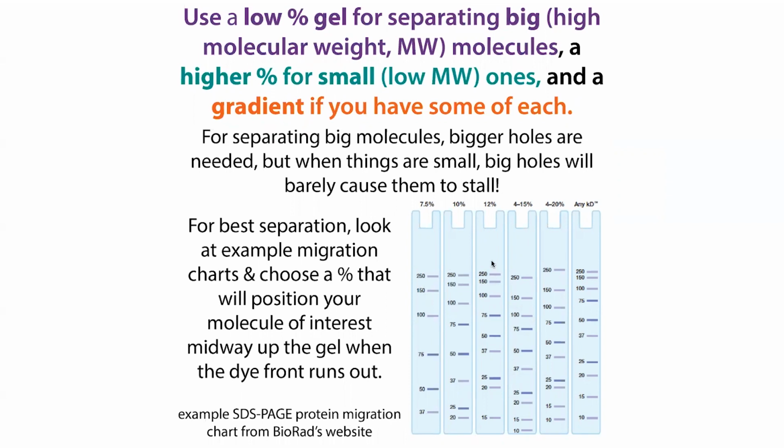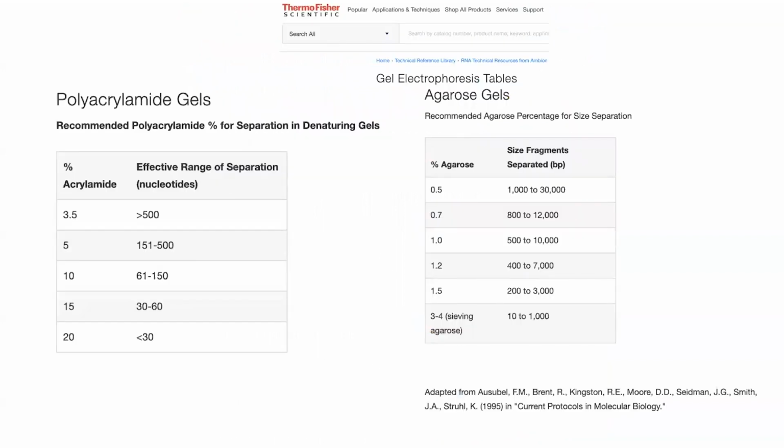So for example, with a high percentage of gel, you're able to get good separation of these smaller things, but not as good of these bigger things. With the lower percentage gel, so those bigger pores, you're able to get better separation of these bigger things, but not of the smaller things. And then with the gradient gel, you're able to get okay separation of everything. And so commonly you might see a 4 to 15%, a 4 to 20%. With all of these, you can look online and look at charts to see what percentage is best for the size of the molecules that you are interested in separating.